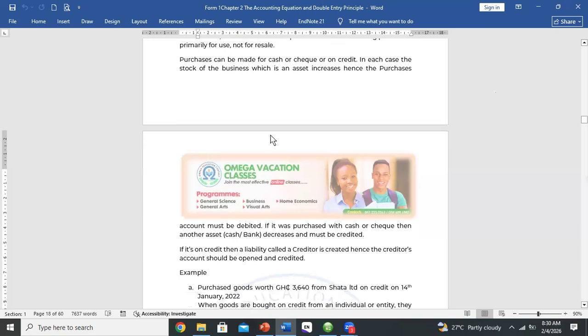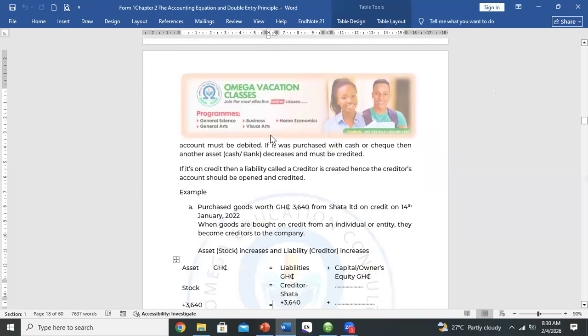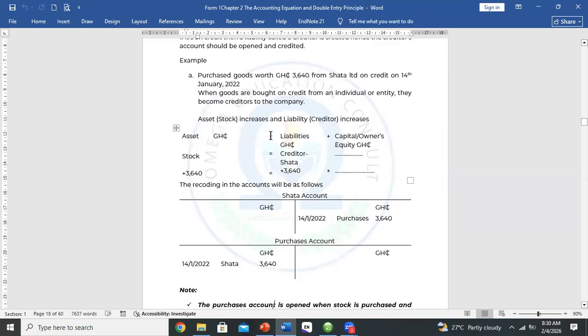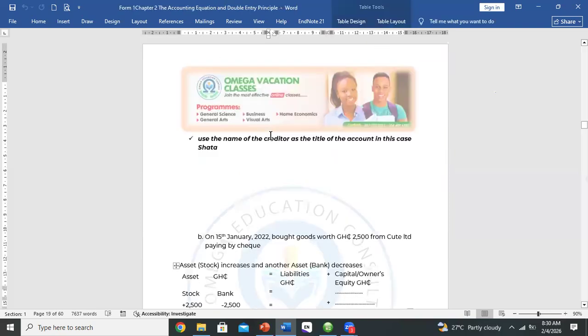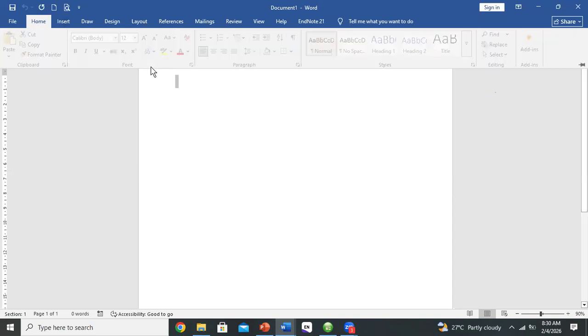So I have some examples here, but I think based on the explanations I've given so far, you appreciate. So that is about the fourth transaction. Now, let me open a new page and do some summaries there for them. So we have done 4 of the transactions, 6 more to go, and we'll finish very soon.